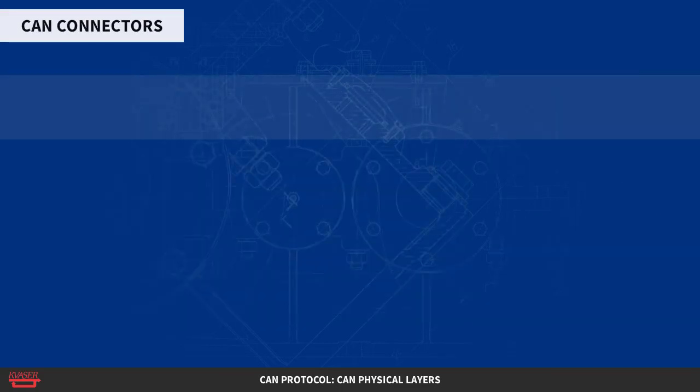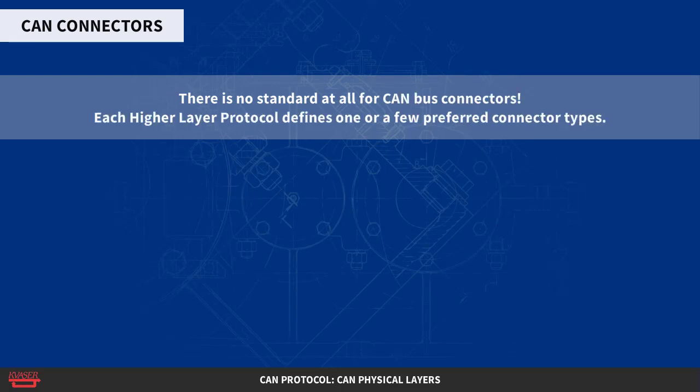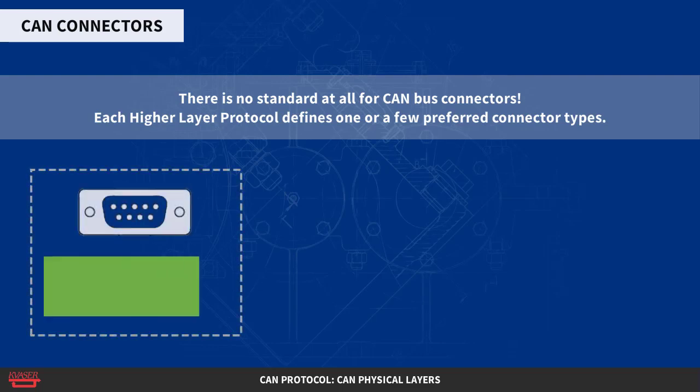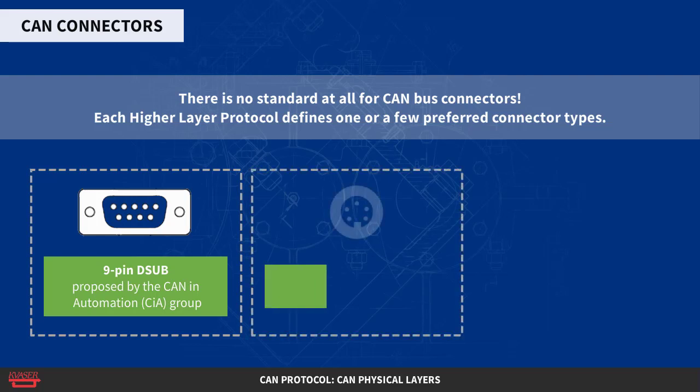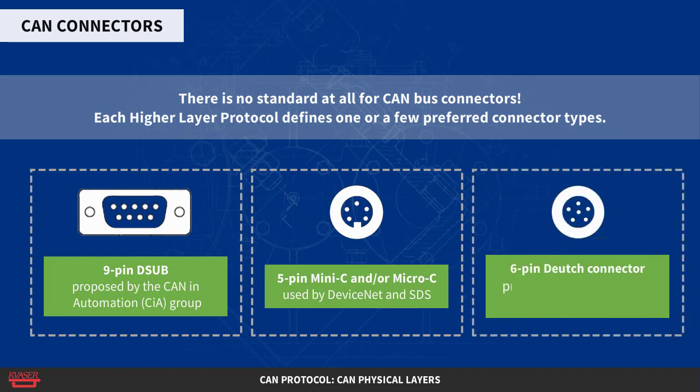CAN connectors. There is no standard at all for CAN bus connectors. Usually, each higher layer protocol defines one or a few preferred connector types. Common types include 9-pin D-sub, proposed by the CAN in Automation or CiA group, 5-pin Mini-C and or Micro-C, used by DeviceNet and SDS, the 6-pin Deutsch connector, proposed by CanHUG for mobile hydraulics.